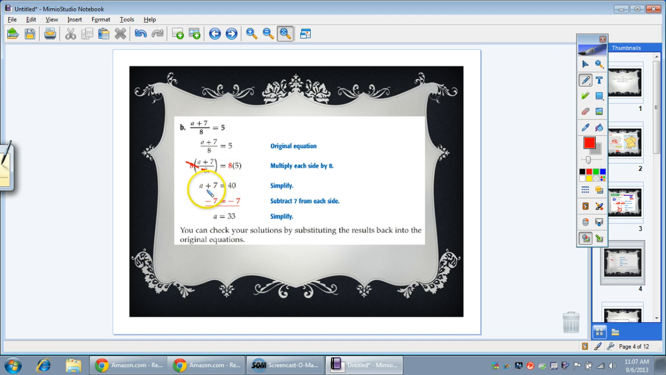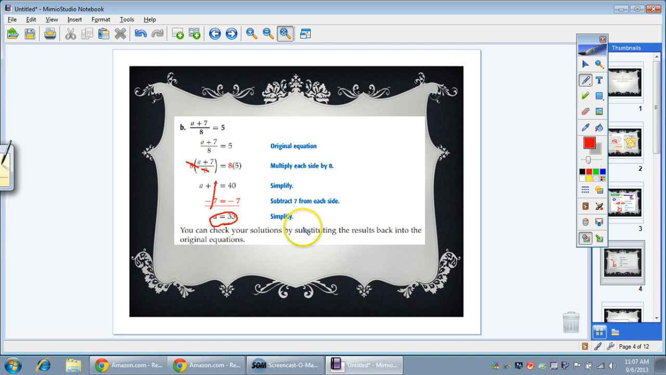Next, you're going to subtract the 7 because it's plus 7. So the opposite, you subtract 7 on each side, because 7 minus 7 cancels out. Now you have a equals 40 minus 7, which is 33. Your final answer is a equals 33.